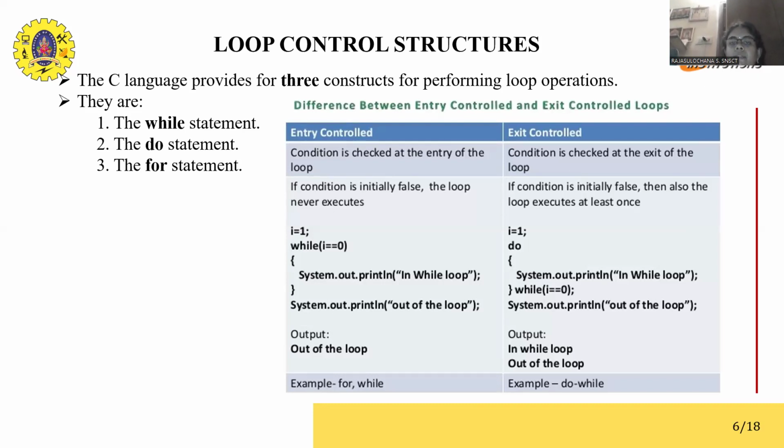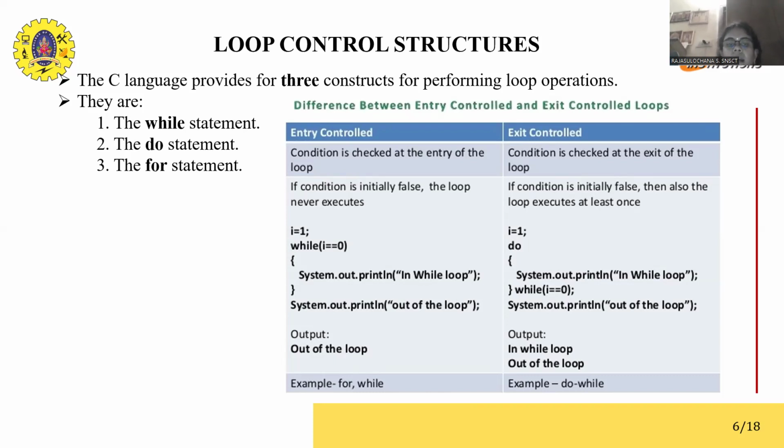So now let us see the difference between the entry control loop and the exit control loop. In case of entry control loop, the condition is checked at the entry of the loop, whereas in exit control loop, the condition is checked at the exit of the loop. In entry control, if the condition is initially false, the loop never executes. In case of exit control, if the condition is initially false, the loop executes at least once.